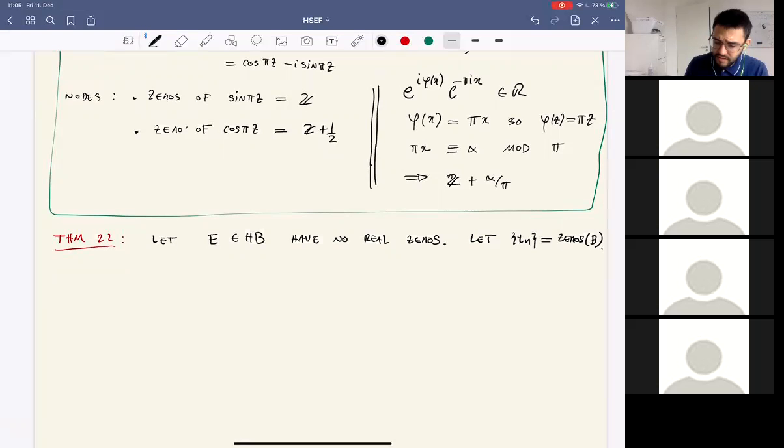Okay, so we know that the zeros t_n of B are also equal to the points phi^{-1}(pi n). And if you go to de Branges's book, you will see that he also states it in terms of phi^{-1}(pi n + alpha). But I will make a remark that will clarify that in a moment.